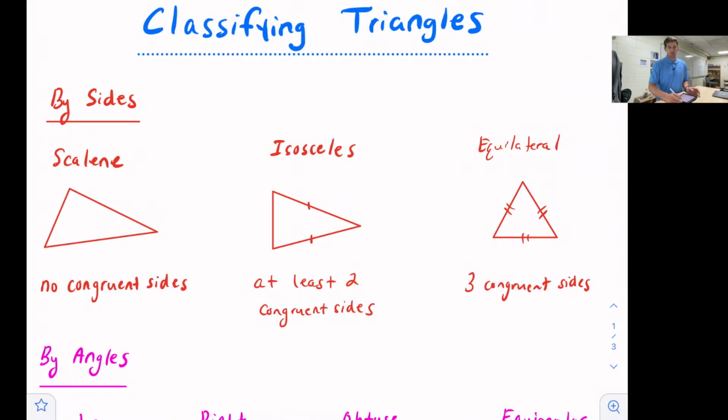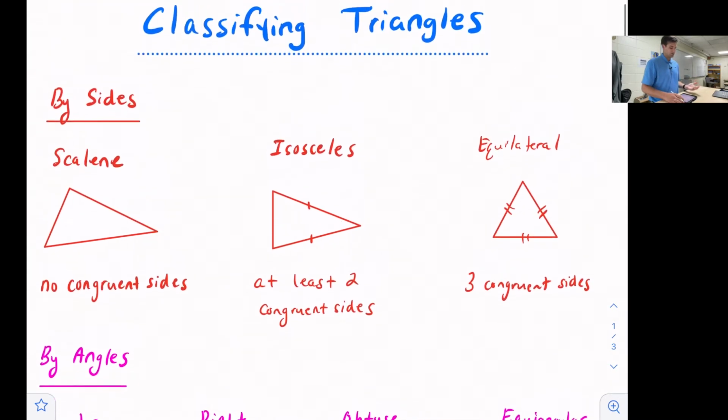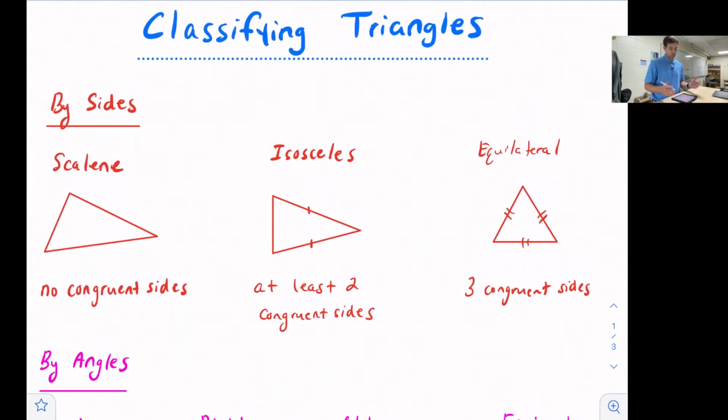Hello everyone, in this video we're going to talk about how to classify triangles. There's two ways we can classify triangles. One, we can classify them by their sides, and two, we can classify them by their angles. When we talk about classifying triangles by sides, we have three names that we might give a triangle: scalene, isosceles, and equilateral.